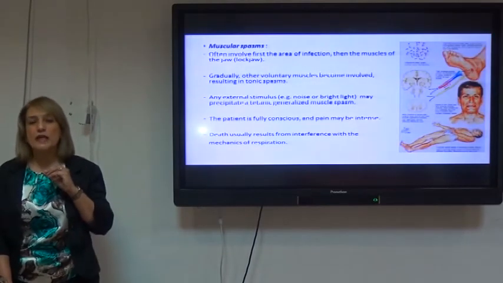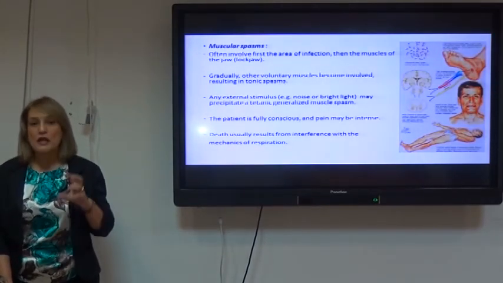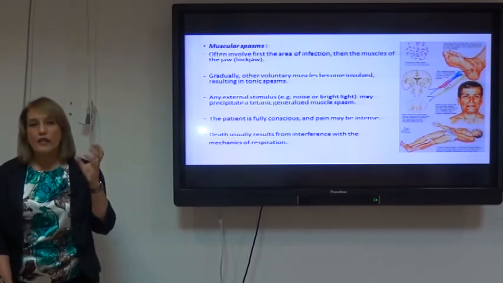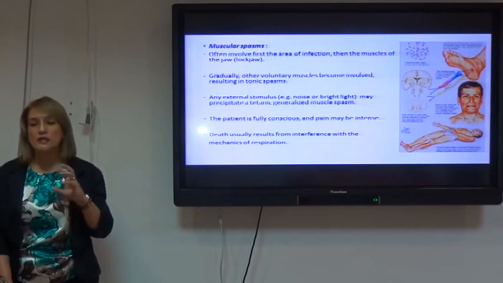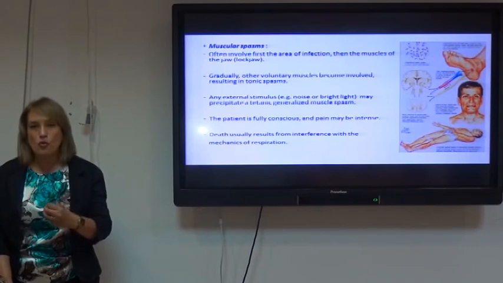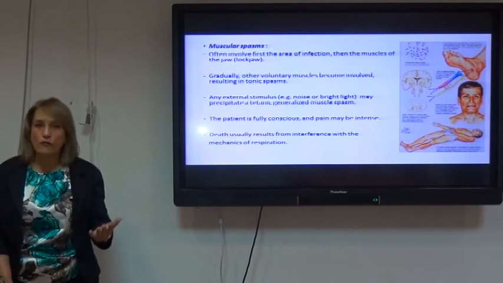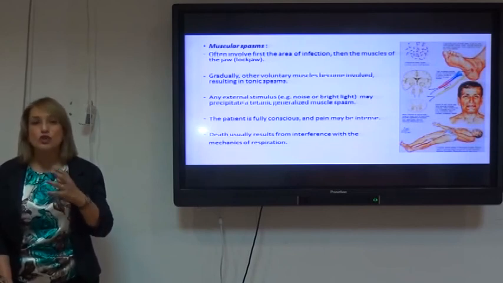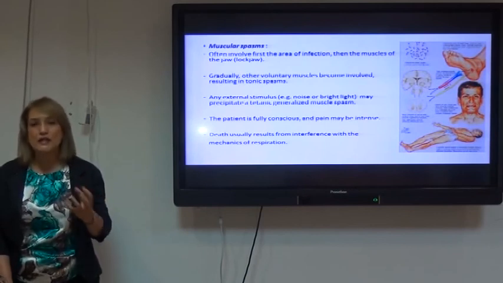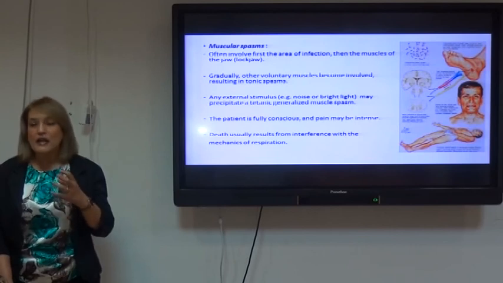These muscular spasms have a certain sequence and pattern. First, they involve the muscles surrounding the local area of infection. Then the muscles with the shortest nerve supply, such as the jaw muscles, and the patient will suffer from inability to open his jaw properly, what we call lockjaw or risus sardonicus, or sardonic smile. Gradually, other voluntary muscles are involved, resulting in tonic spasm, and these tonic spasms could be precipitated by external stimuli such as noise or bright light, resulting in generalized tetanic muscle spasm.